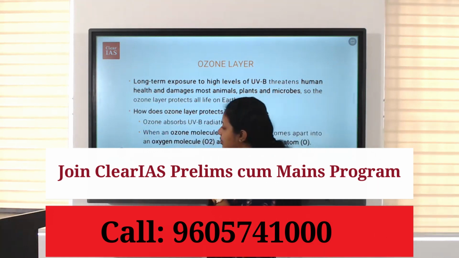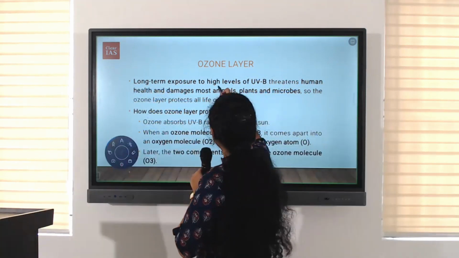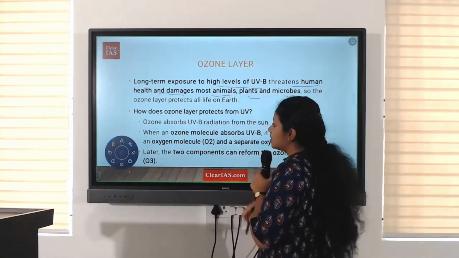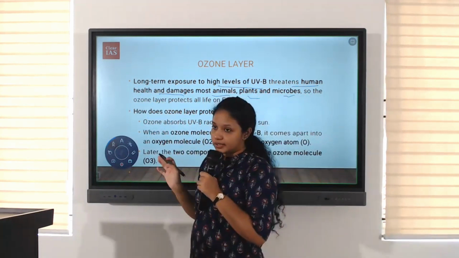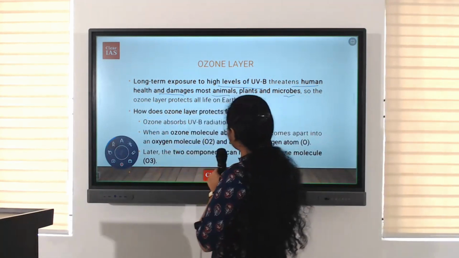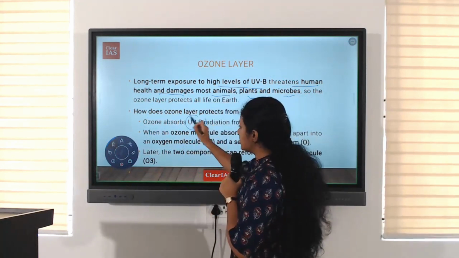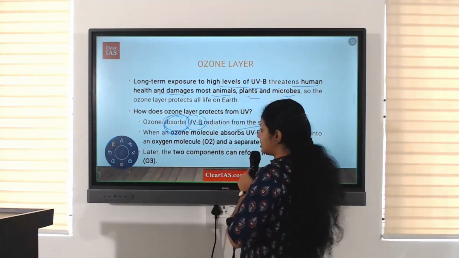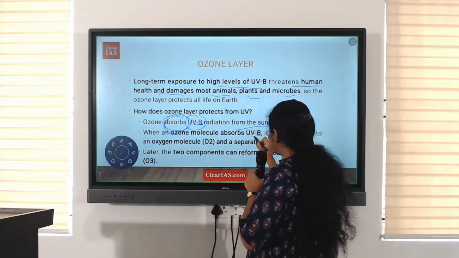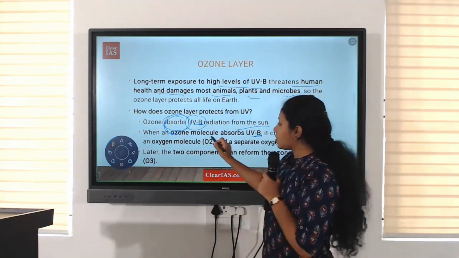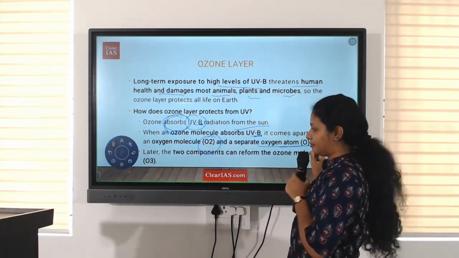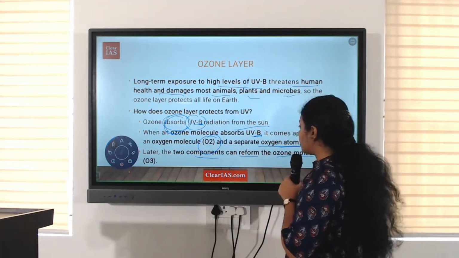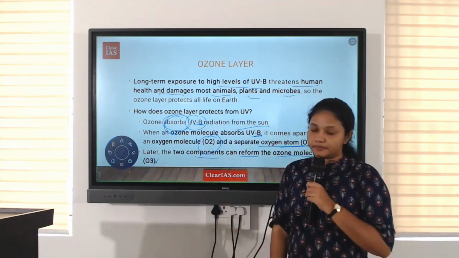Now, long-term exposure to high levels of UVB threatens human health and damages most animals, plants, and microbes. So the ozone layer protects all life on Earth. How does the ozone layer protect from UV? Ozone absorbs UVB radiation from the sun. When an ozone molecule absorbs UVB radiation, it comes apart into an oxygen molecule and a separate oxygen atom. Later, the oxygen components can rejoin to form the ozone molecule, and O3 is formed again. Clear?